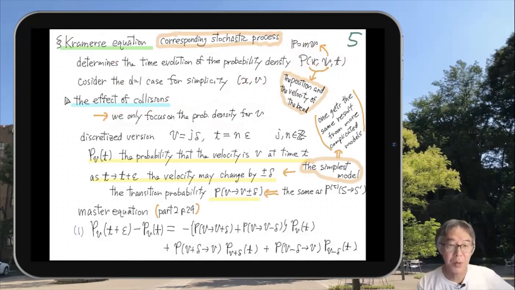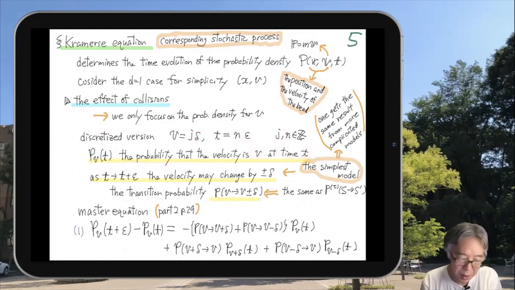And to analyze this, we want to make a theoretical simplification or an idealization, and we consider a discretized system. We first assume that our velocity V is always written like this: J, an integer, times delta, a very small positive constant. And also time t is written as n, an integer, times a very small positive constant epsilon. This is very, very artificial, but this makes the game easier. And of course, we finally take the continuum limit in which delta and epsilon go to 0. Okay, and so then we can talk about the probability. P(V, t) is the probability that the velocity is V at this discrete time t.